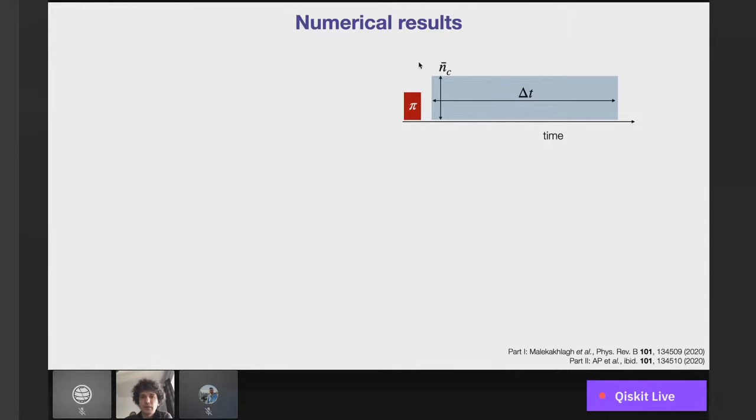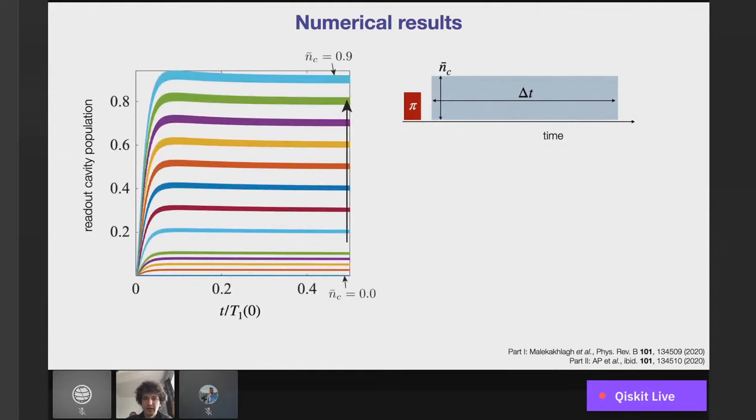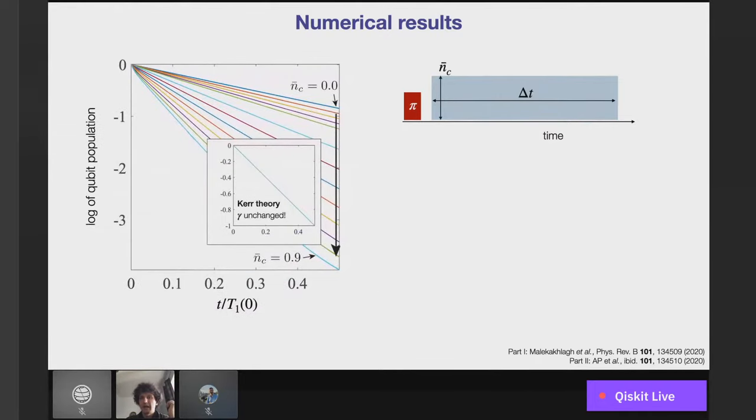And what we had in mind was exactly this kind of experimental setup, where we start with the qubit in its excited state, and then we just let the qubit relax while we drive the cavity so it's in a steady state population. So first of all, you look at the cavity and you see that the readout cavity population quickly relaxes to the steady state population that you put in by design. You change the drive amplitude. And then we wanted to know, how does the qubit relax? Does it relax differently if the number of photons changes? And in fact, it does.